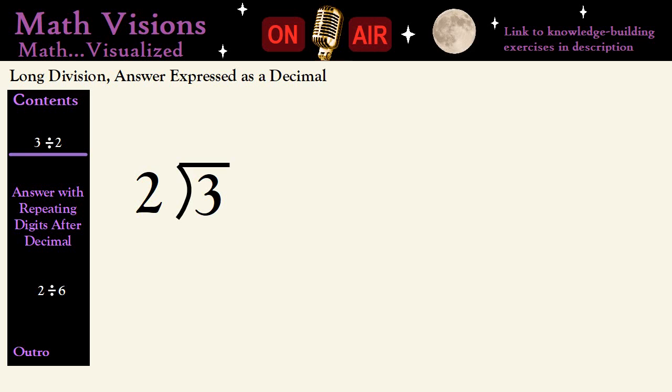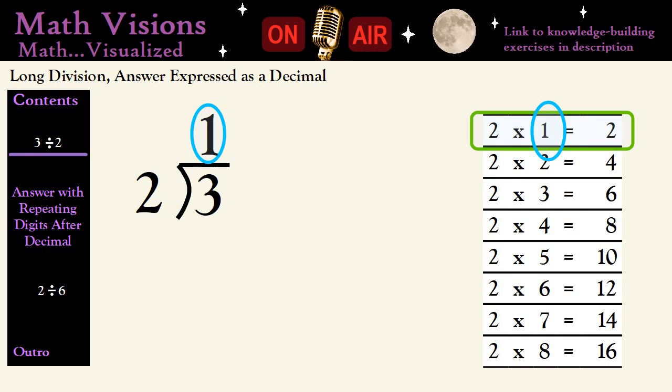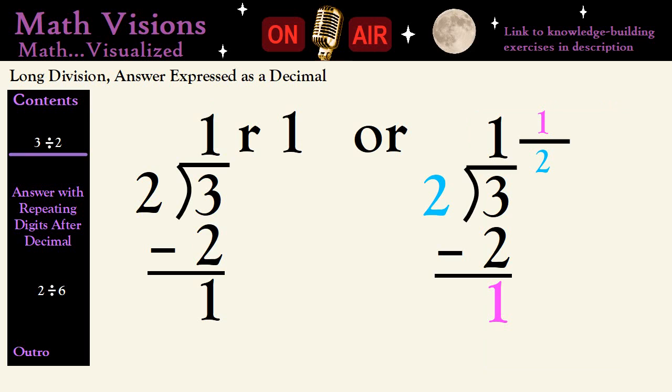Let's start with 3 divided by 2. 2 can go into 3 one time without going over, so we write 1 above 3 and write 2 below. We subtract 2 from 3 and get a remainder of 1. Normally, we'd say the answer is 1 remainder 1, or the mixed number 1.5.